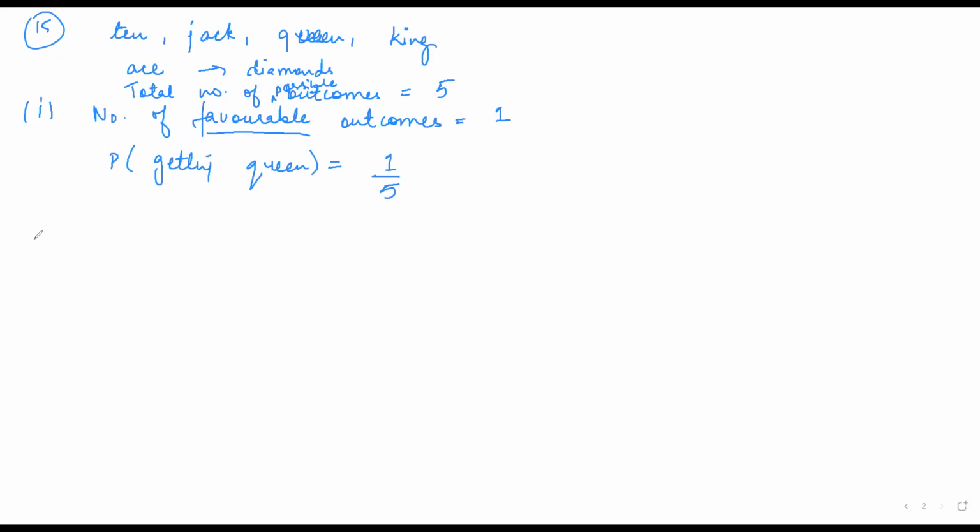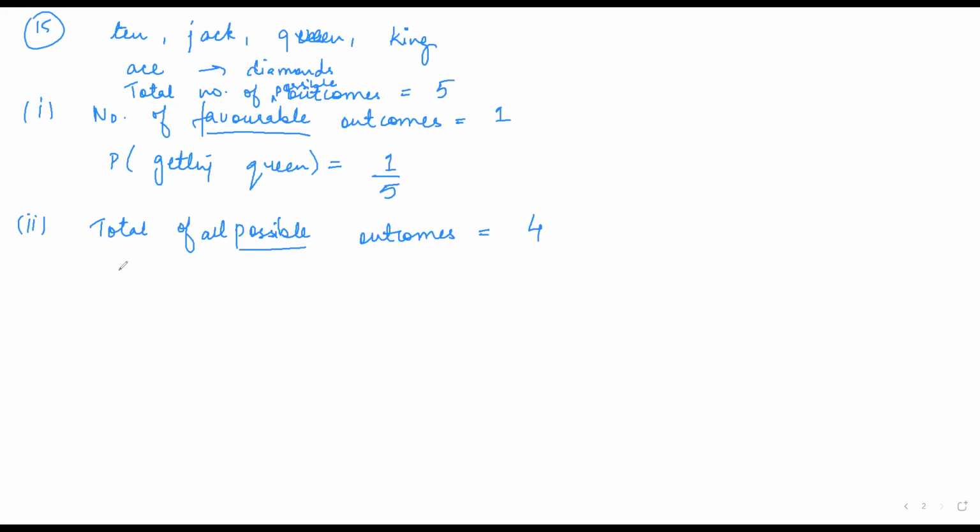Now, second part, it's important. Pay attention here. If the queen is drawn and put aside, what is the probability that the second card picked up is an ace? When a queen is picked up and kept aside, how many cards are remaining now? 4, right? So the total number of possible outcomes will be 4 this time. Understood, Afaf? Because one card we have put aside, now only 4 cards are left. Apart from the queen, I can get a 10, a jack, a king, or an ace. Manha, is that okay?